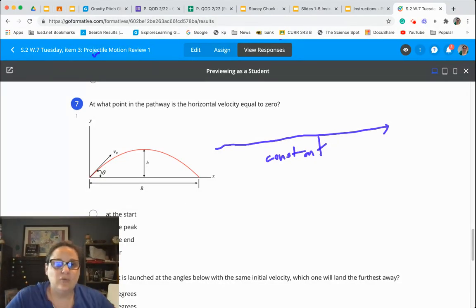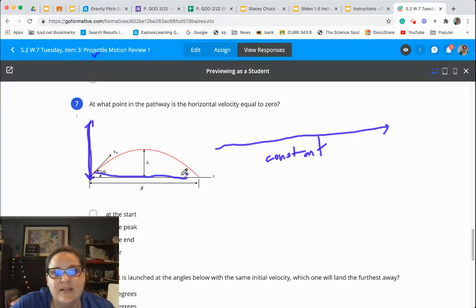Now, the only time horizontal velocity can be 0 in a projectile is if it goes straight up. So if all the velocity is upward and none of it is to the side, then that is when horizontal velocity would be 0. But in this picture, there has to be a horizontal velocity. That's the only reason it's traveling left to right. So never in this particular case.